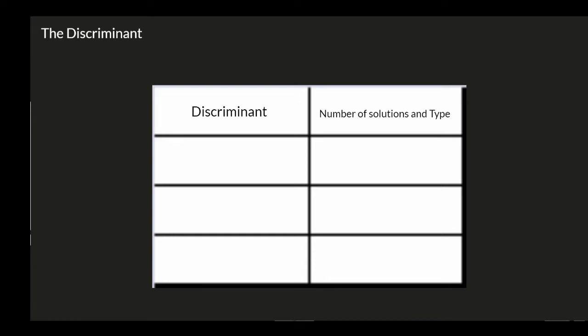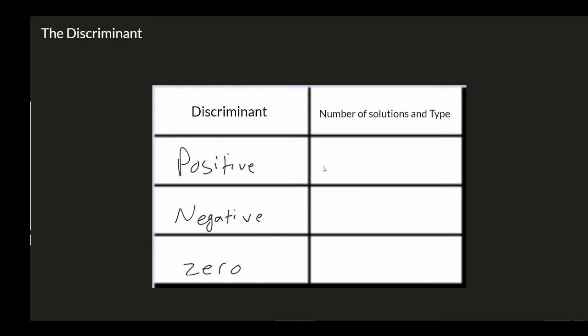There are three types of values the discriminant can take: positive values, negative values, and 0. These are the three types of numbers we must consider when looking at the number of solutions and type of solutions of our quadratic.